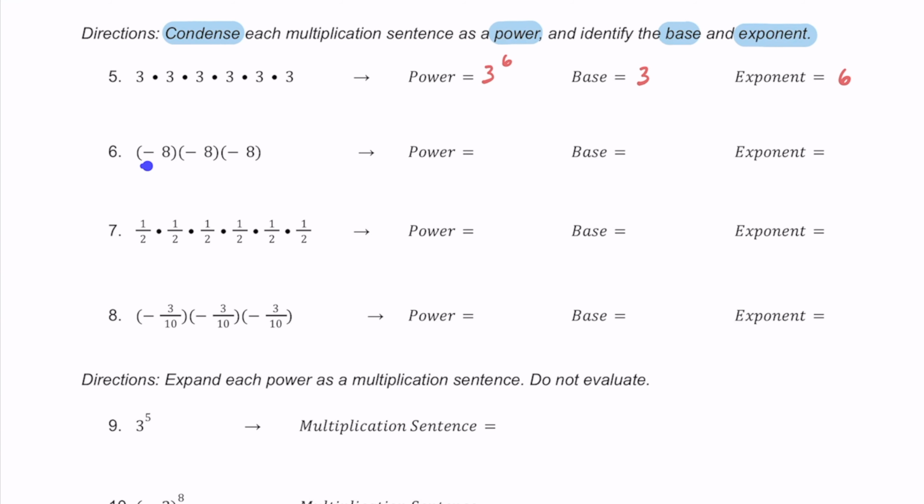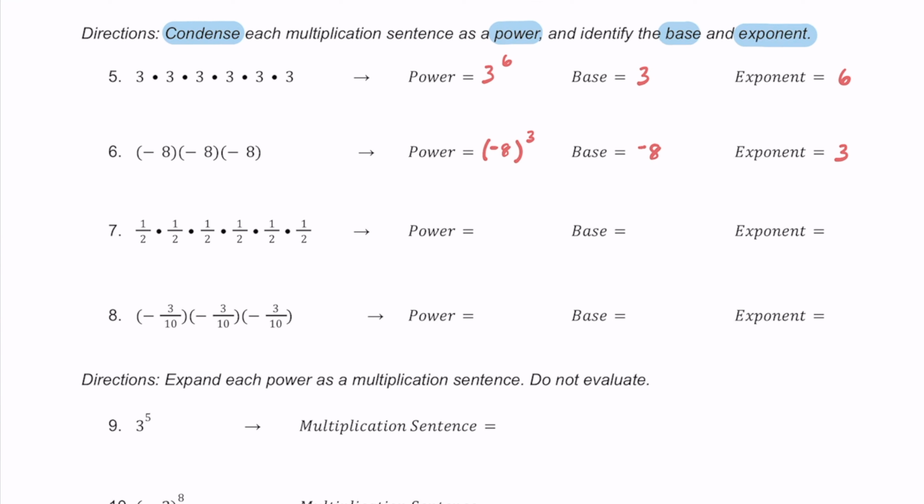For number 6, we have -8 times -8 times -8, so that is a repeated multiplication sentence. So if we're going to write this as a power, it's important to put the -8 in parentheses here, and there's 3 of them, so we raise that to the 3rd power. The base here is -8, and then the exponent would be 3.